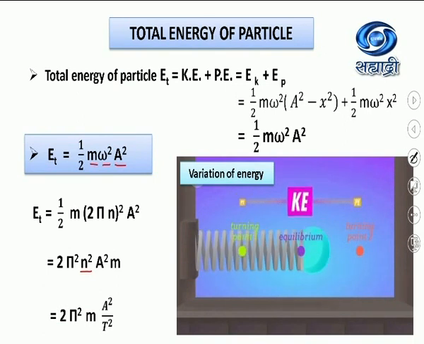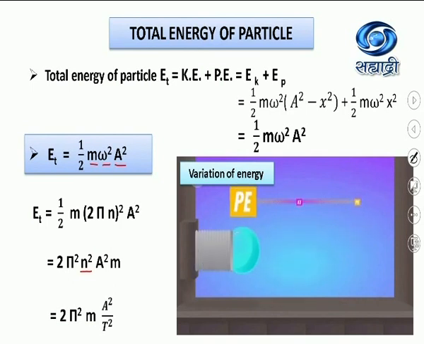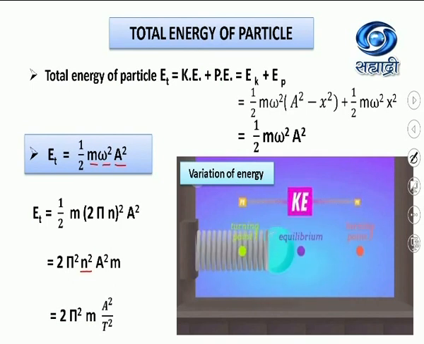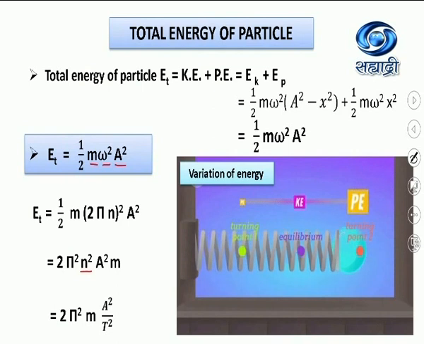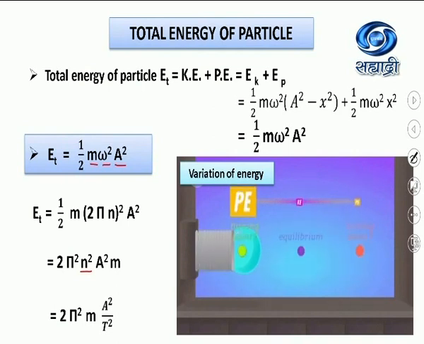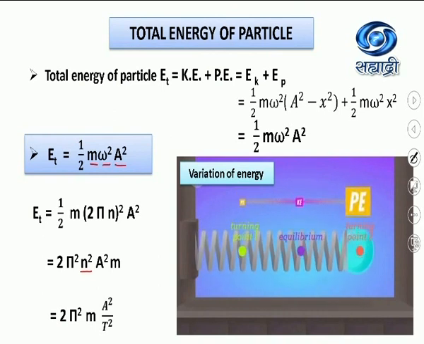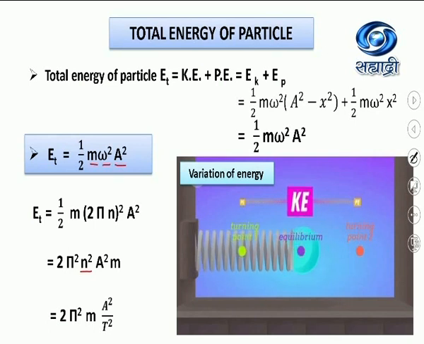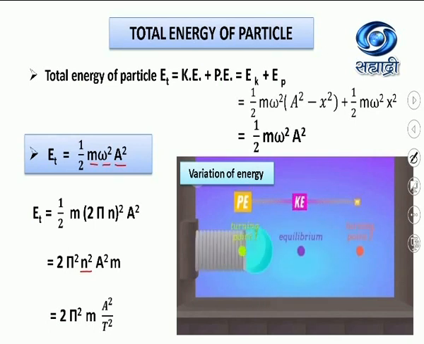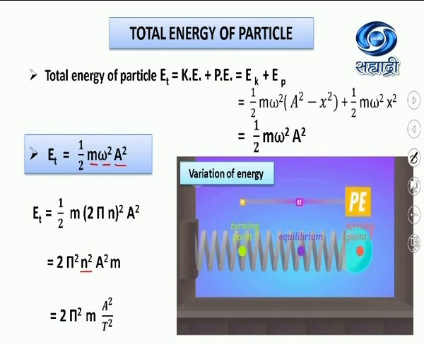This kinetic energy itself is equal to the total energy because at equilibrium x is equal to 0. On the opposite side, at the extreme positions, whether left or right extreme position, x is maximum, that is x is equal to a. That's why potential energy is maximum and kinetic energy is 0. And at the rest of the positions along the path, the total energy is partly kinetic and partly potential. So in this way, the variation of energy can be understood.